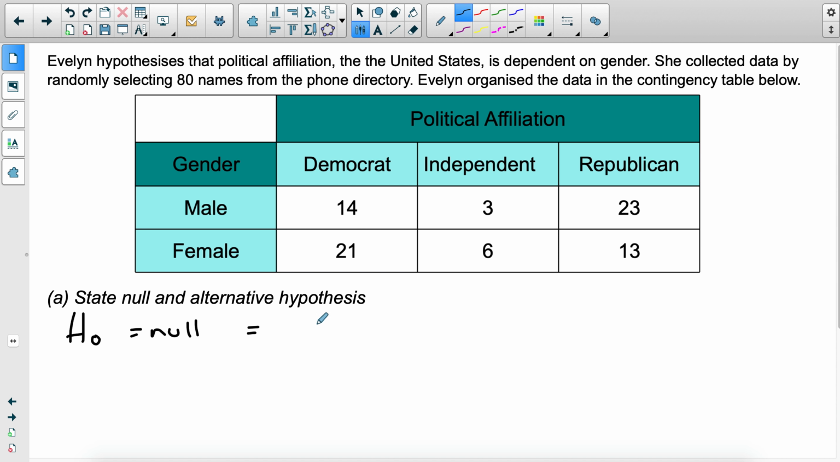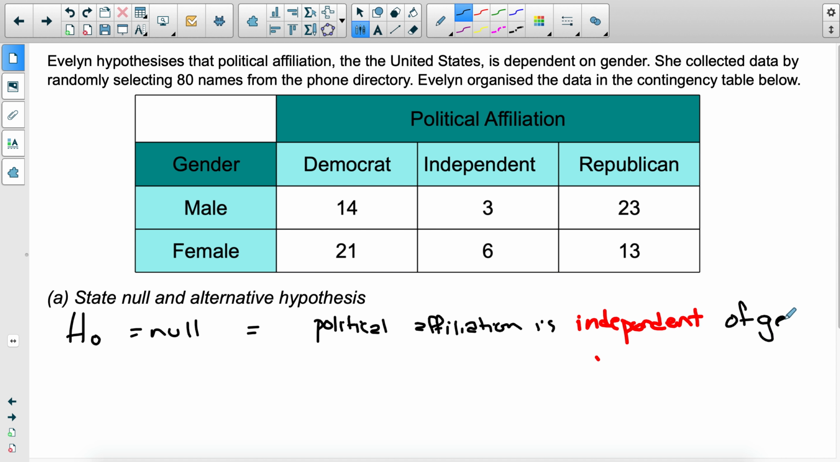So you say that the political affiliation is, and then I'm just going to do it in red, independent of gender. Really easy to do. And then the same exact sentence for the alternative hypothesis, which we write as H1, except that instead of writing independent, we write dependent. Now, some of you might write not independent. You could, but it's just too many words to focus on.